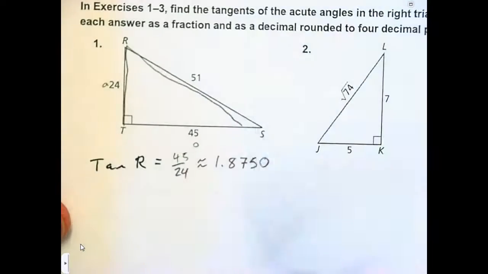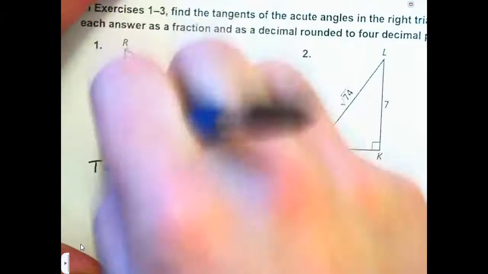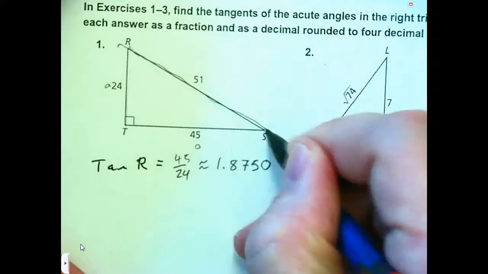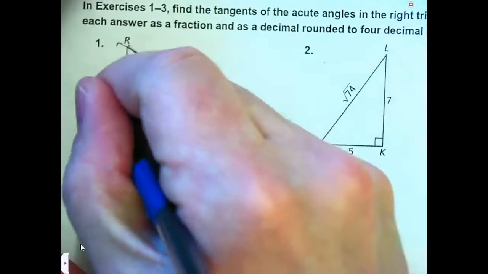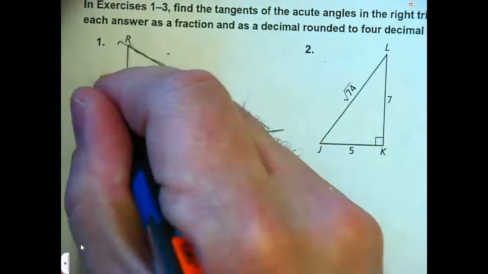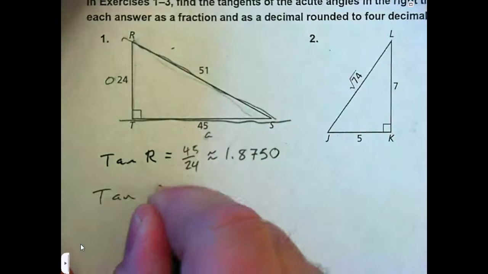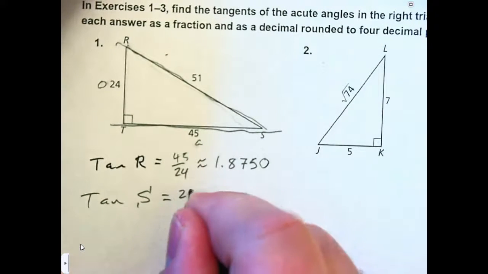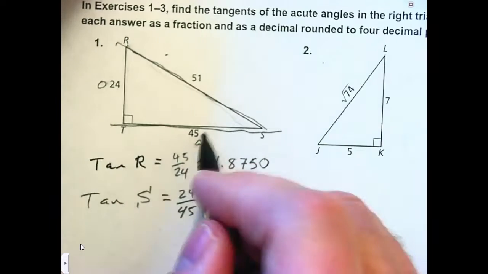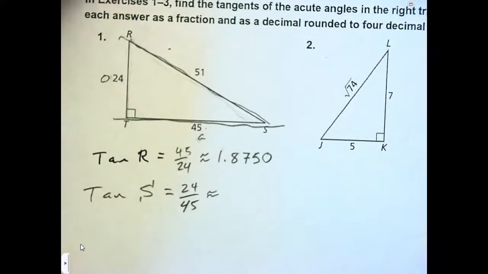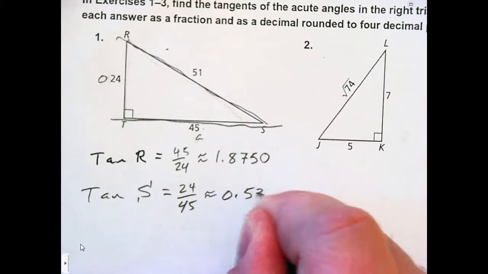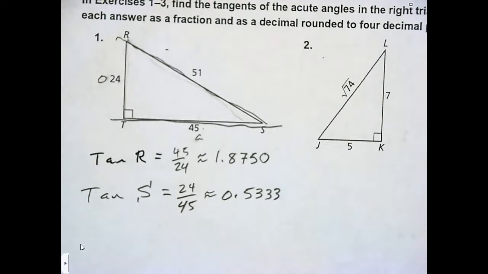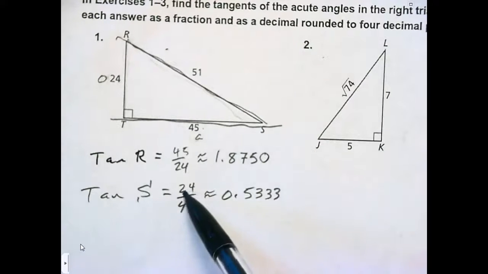If I am doing the tangent of S, notice when I trace the other angle, the angle S, the side that was opposite is now adjacent, and the side that was adjacent is now opposite. So they switch. We get tan of S is equal to 24/45, opposite over adjacent. Is that greater than or less than 1? Less than. How do you know without putting it into your calculator? Because the number on top is less than the bottom. Good. Key piece.